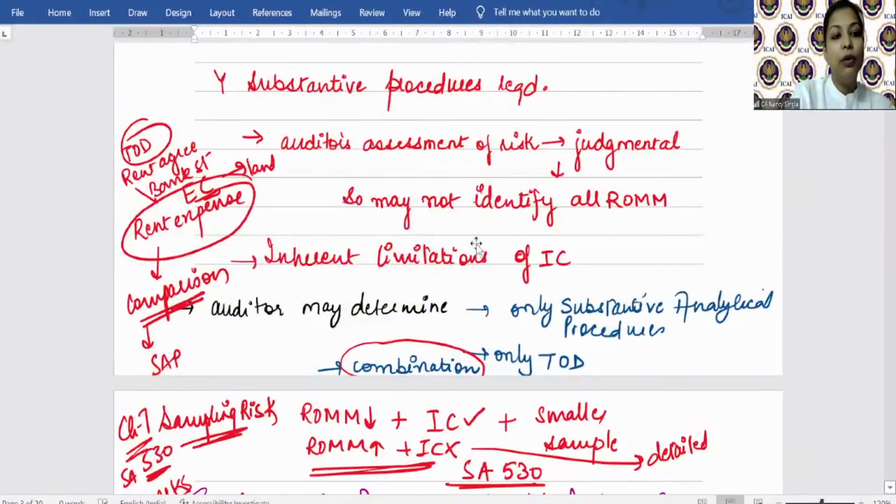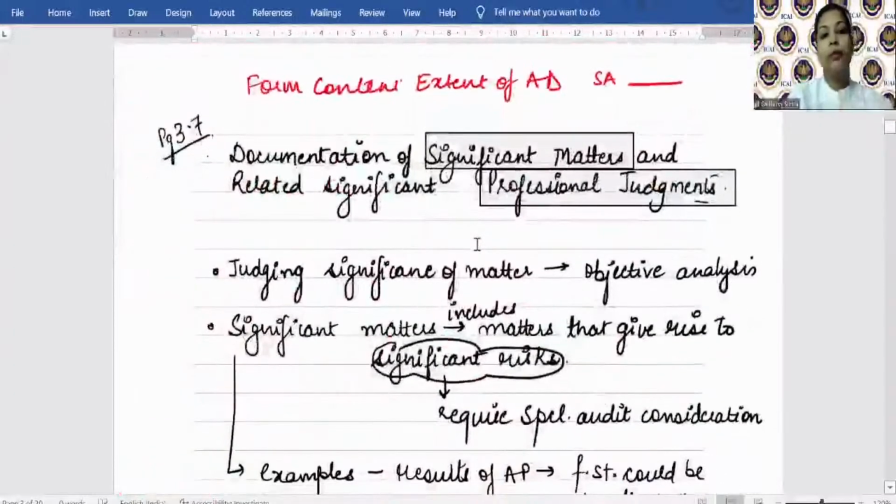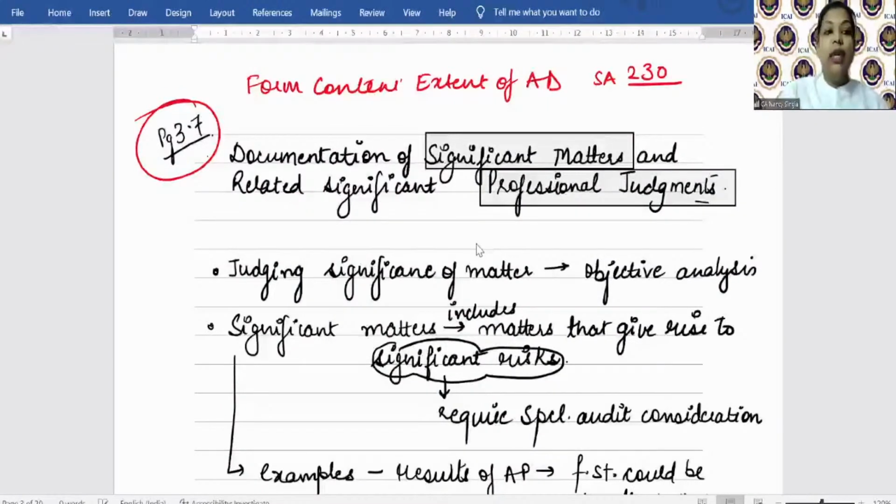We were discussing about this topic because there were a number of queries with respect to this topic. So this is SA 230. Okay. So when we were discussing about form, content, extent of audit documentation in terms of SA 230, we saw that the auditor should maintain the audit documentation in such a way so as to enable an experienced auditor having no previous connection with the audit to understand various things. And that various things included what? The significant matters and the professional judgment.